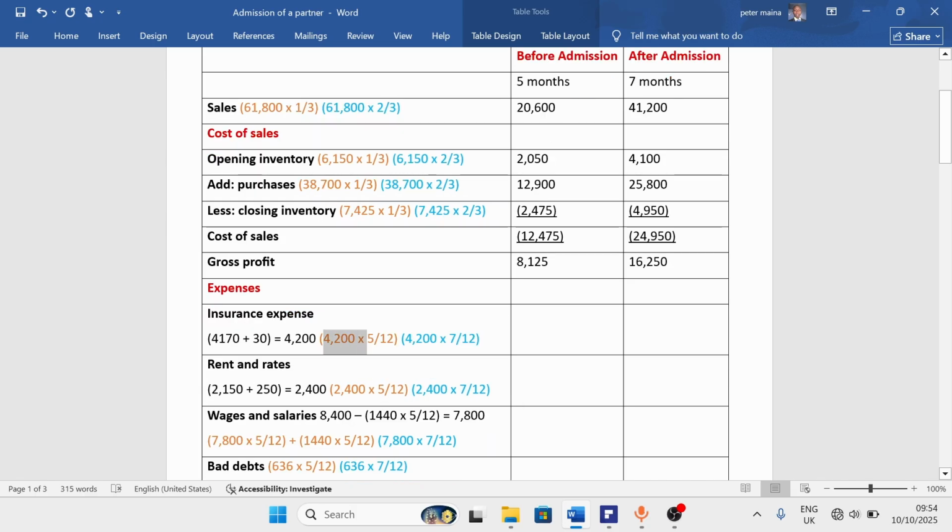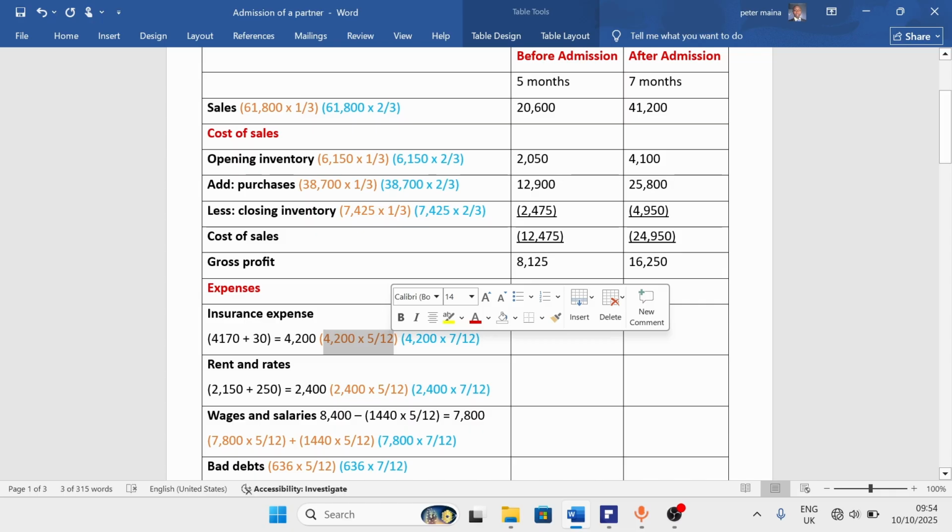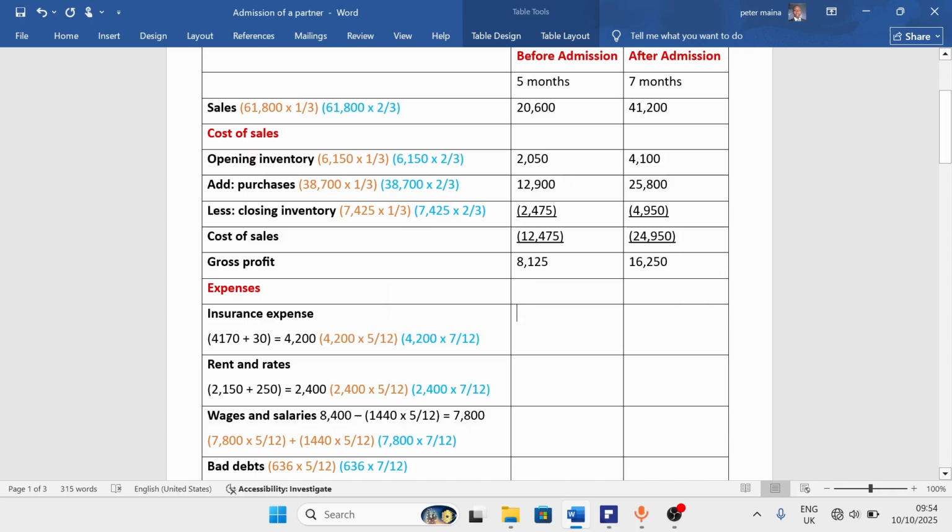So therefore, 4,200, we are going to multiply by 5 divided by 12. So 4200 times 5 divided by 12. So that is giving us 1750. Then in the next period, 4200 we are going to multiply by 7, then we divide by 12. So 4200 times 7 divided by 12, that is giving us 2450.